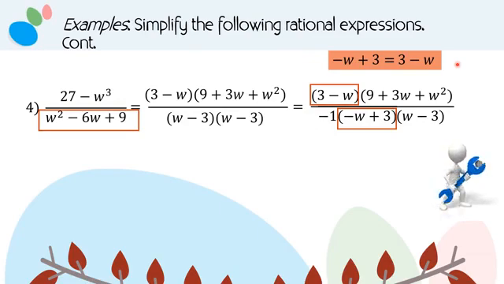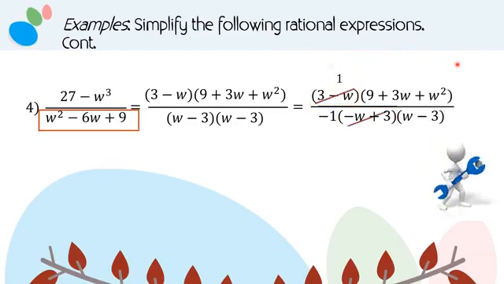And then dividing them, since they are equal, dividing these binomials, they are a common factor, so it is equal to 1. Okay? And then, can we see any common factor that we can divide? Okay, no. So, let's simplify our numerator. So, 1 times 9 plus 3w plus w squared is equal to 9 plus 3w plus w squared.